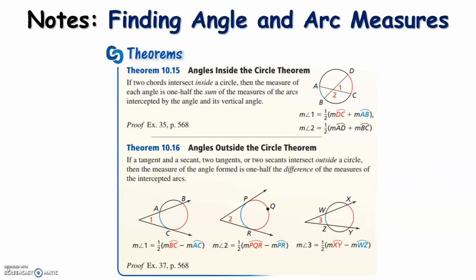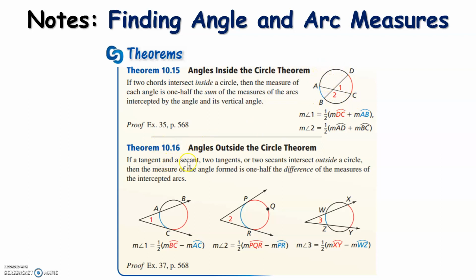All right, let's introduce a couple more theorems. Theorem 10.15, the angles inside the circle theorem. If two chords intersect inside a circle, then the measure of each angle is 1/2 the sum of the measures of the arcs intercepted by the angle and its vertical angle. That is, in this image, angle 1 is equal to 1/2 arc DC plus arc AB. So it's half the sum of the two vertical arcs. And angle 2, similarly, is 1/2 AD plus BC.